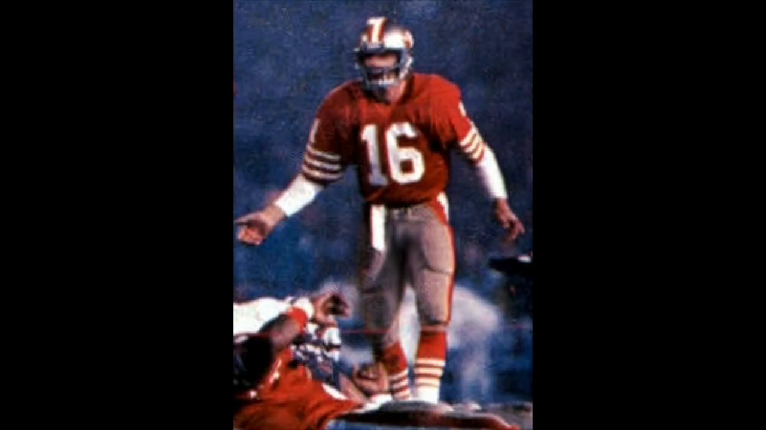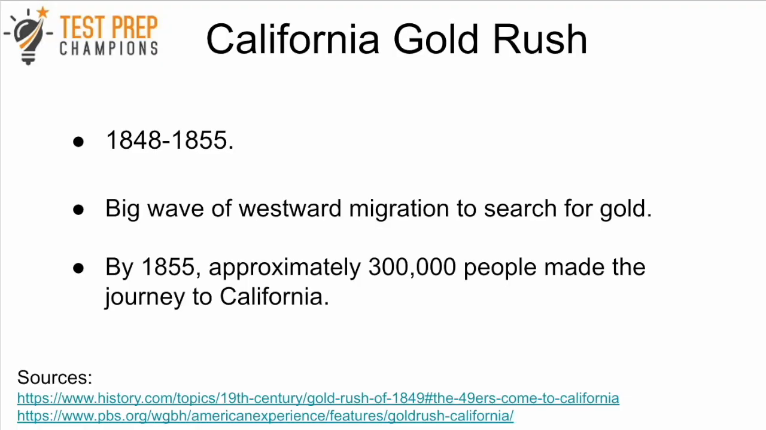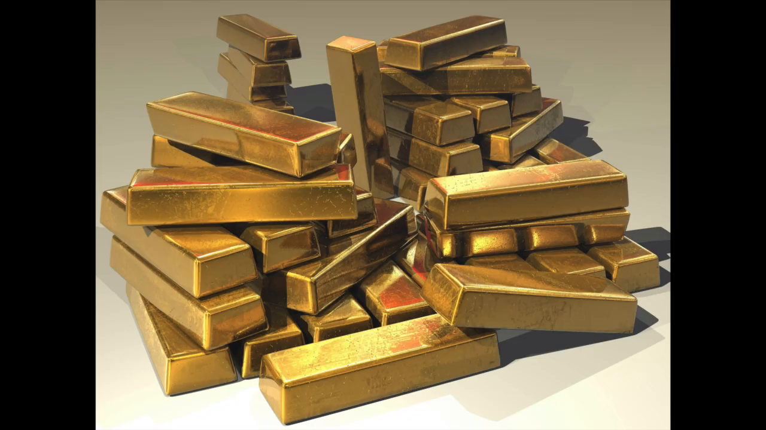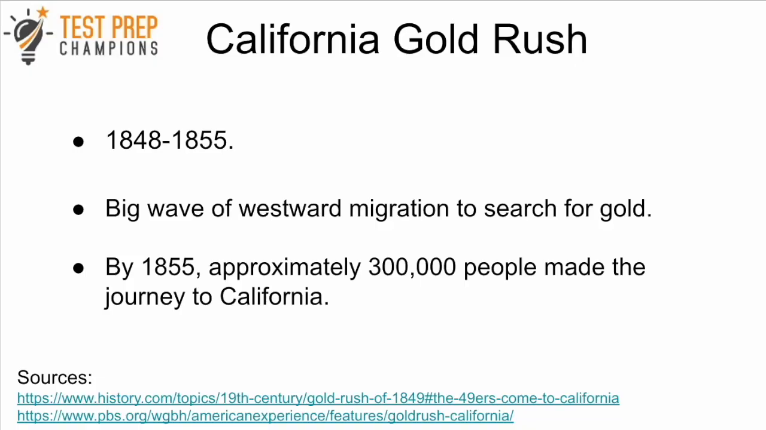Do you know how the San Francisco 49ers got their name? Well, their name comes from the California Gold Rush. Word spread that there was gold in California, so people began traveling to search for gold. It's estimated that by 1855, approximately 300,000 people made the journey to California. Many even left their families and homes to search for gold.